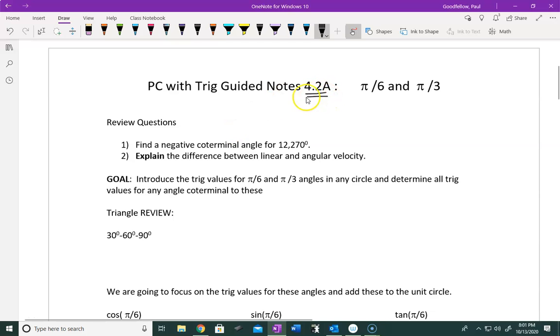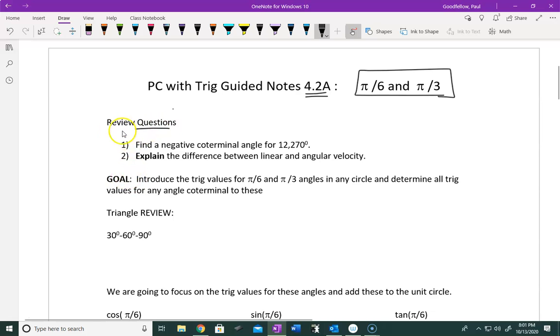All right, here we go, 4-2A, and this happens to be the second time I've gone through this video because the first time it didn't take, and it's a little crazy here. What we're going to talk about today is primarily about the pi over 6 and pi over 3 angles.